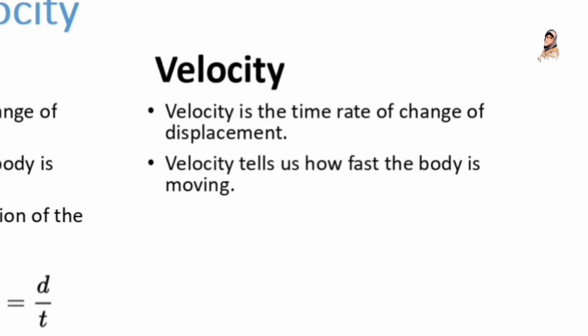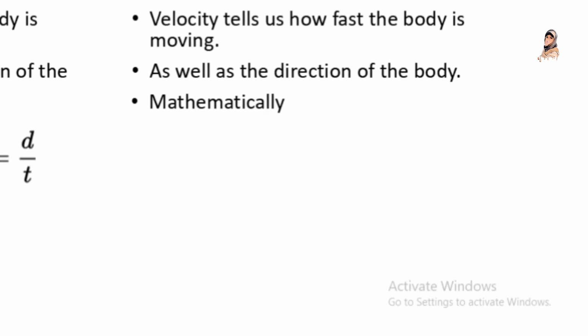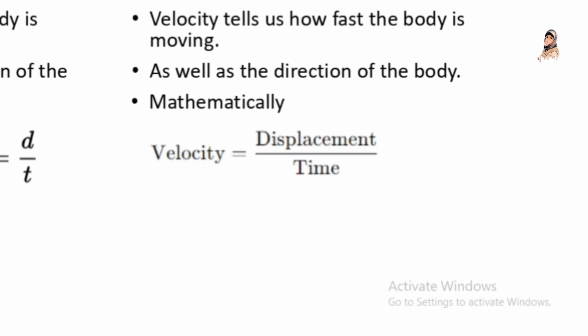Velocity tells us how fast the body is moving, as well as the direction of the body. Mathematically, we can write the formula of velocity as displacement over time. Or we can write v = d/t. In this case, d is the displacement and t is the time.